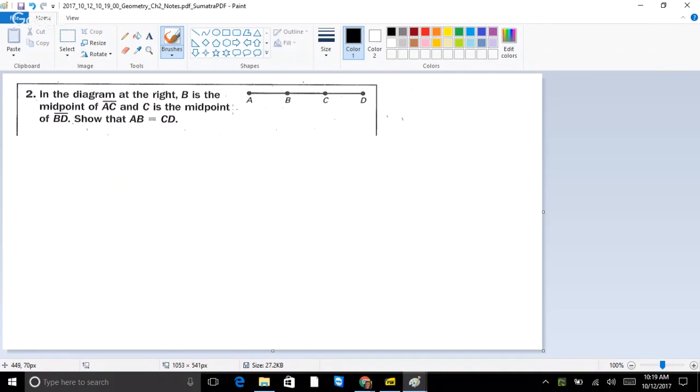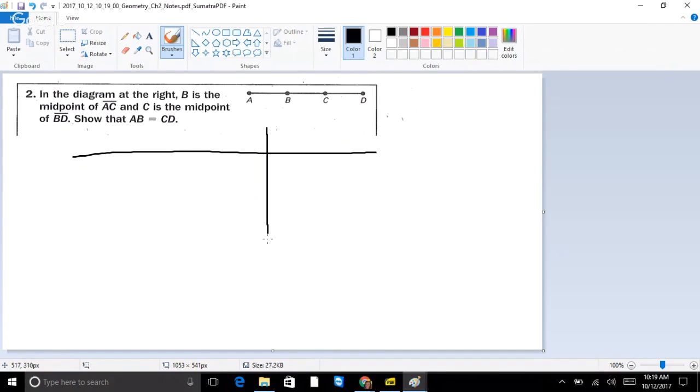Okay, so we got a little bit of work to do here, right? The first thing we start off with when we write a proof, and usually proofs are written like this: you've got your steps, and then you've got your reasons on the other side. I'm going to go back a little bit and write it up a little bit higher here.